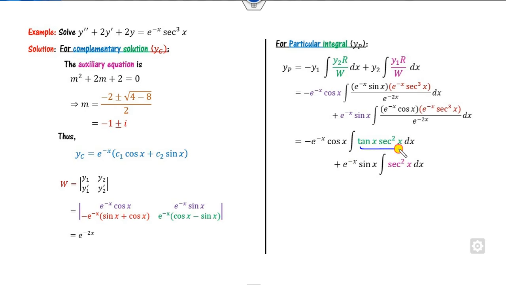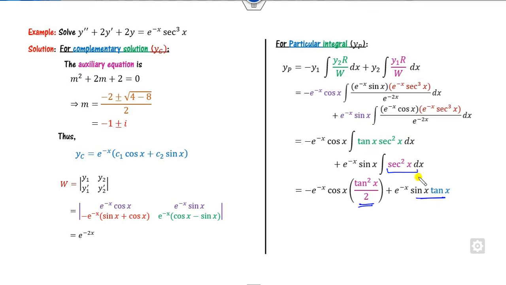How do you integrate them? If I simply take tan x as t, then secant square x dx is my dt. So this is my t. What is the integration of this? It's t, that is t square over 2, that is tan square x by 2 is the integration. What is the integration of this?